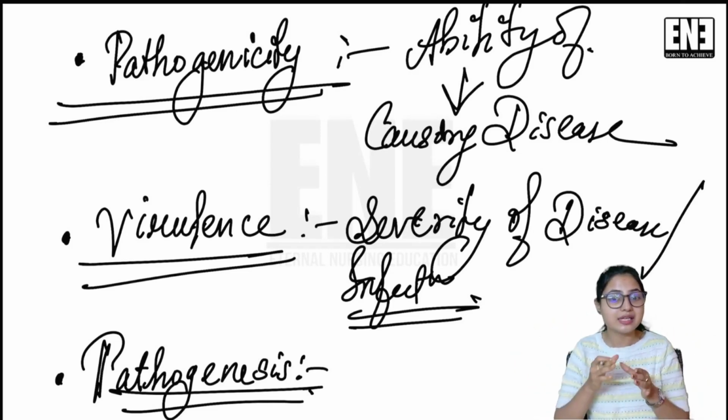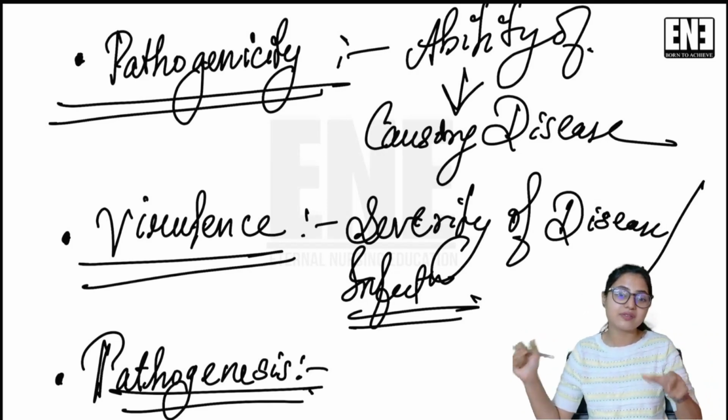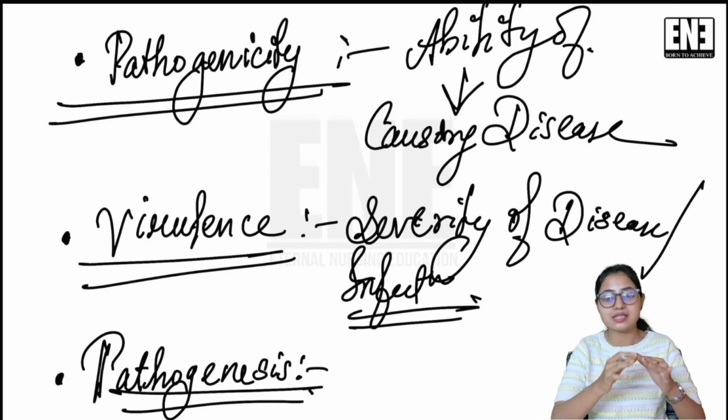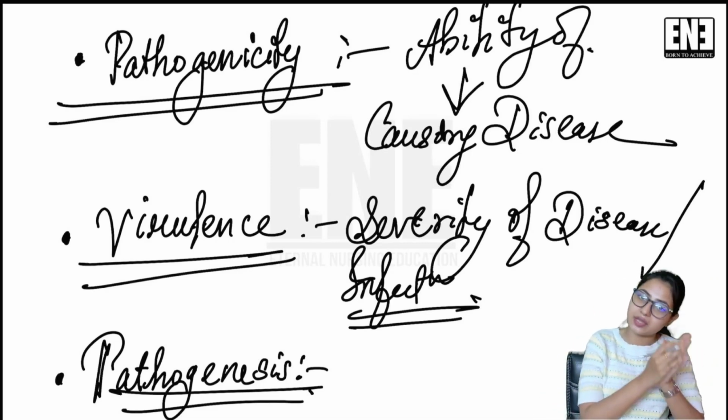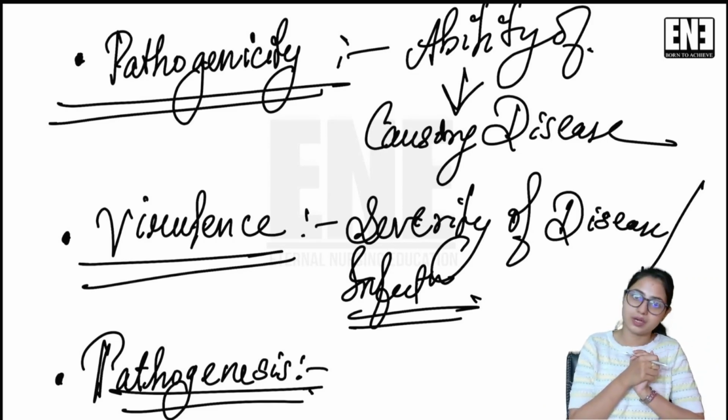विरुलेंस मींस एबिलिटी जो है उसने डिजीज तो कॉज कर दिया, बट हाउ मच सीवियर इट इज, द लेवल ऑफ सीवियरिटी, दैट इज योर विरुलेंस. Okay, and pathogenesis means all the series caused by the pathogen, all the steps to development of an infection.